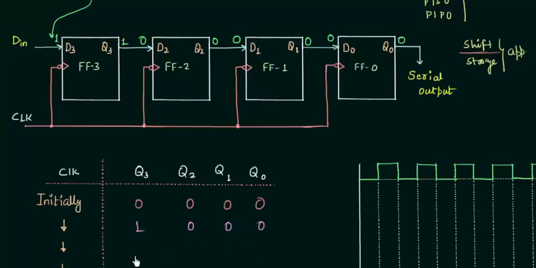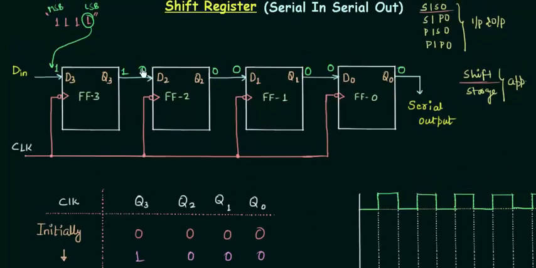Because of this changed output, the input will also change, and we have to find out this changed input. We want to store 1111 in the shift register, and for that initially I gave 1 to D3. Now I have to give this 1 to D3 again, so D3 is equal to 1. This is the input for flip-flop number 3. Now we want to find the input for flip-flop number 2, that is D2, and D2 is equal to Q3. Q3 is 1, so D2 is going to be 1. D1, the input for flip-flop 1, is connected to Q2.